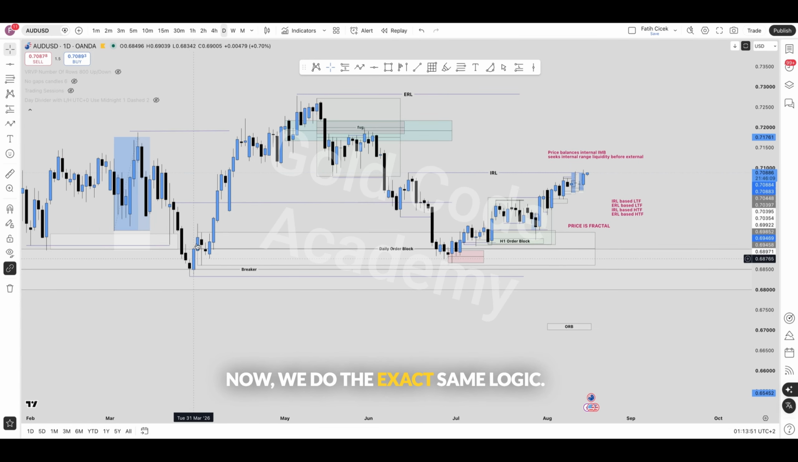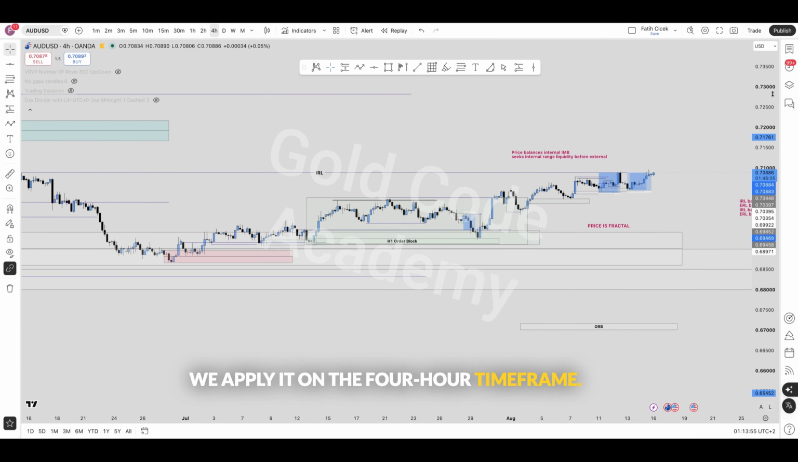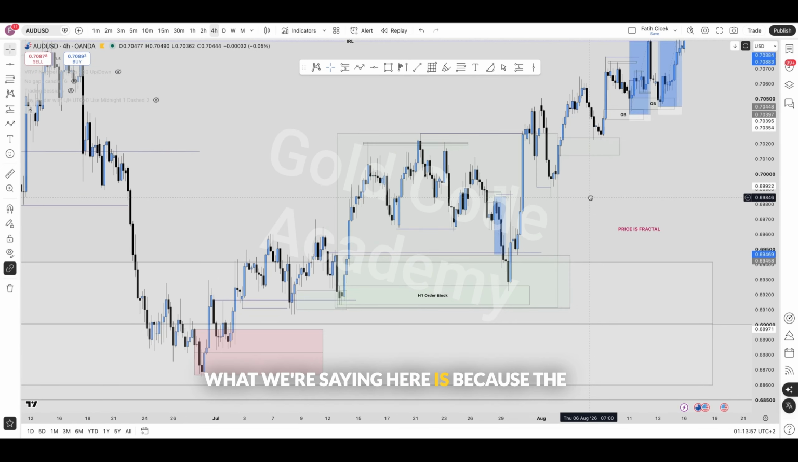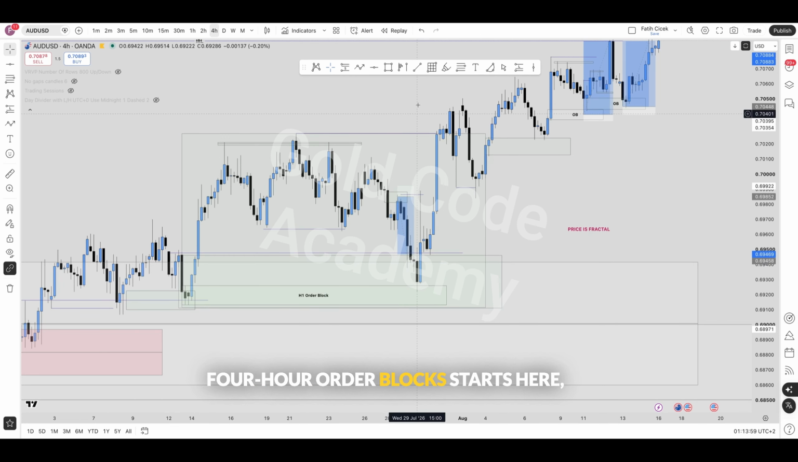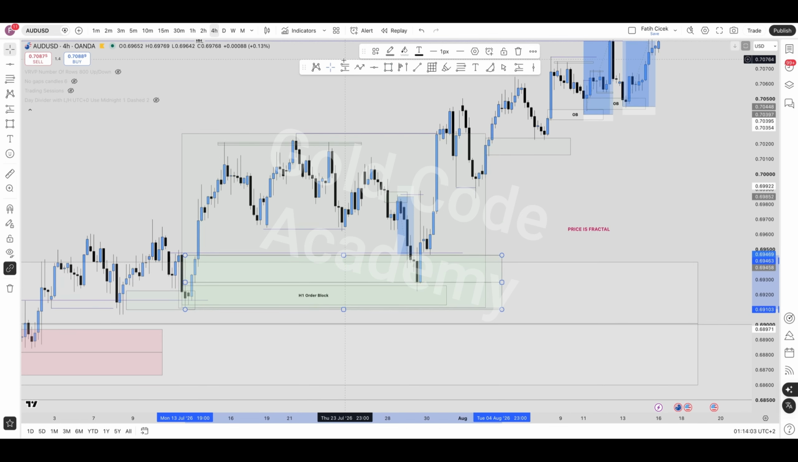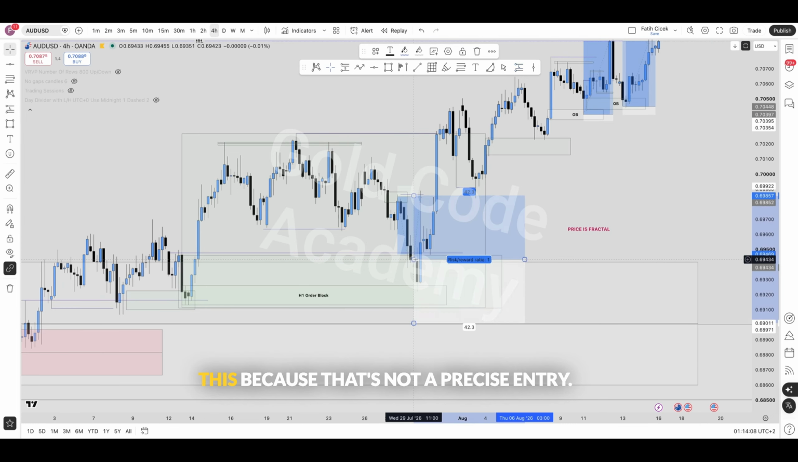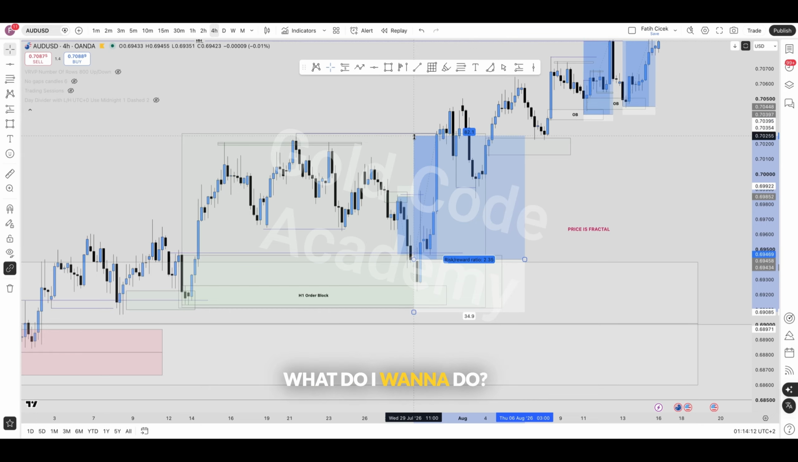Now, we do the exact same logic. We apply it on the 4-hour time frame. What we're saying here is, because the 4-hour order block starts here, this is the 4-hour order block, okay? I don't want to just enter a position like this because that's not a precise entry. What do I want to do?